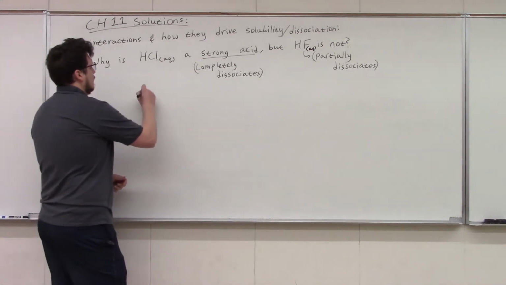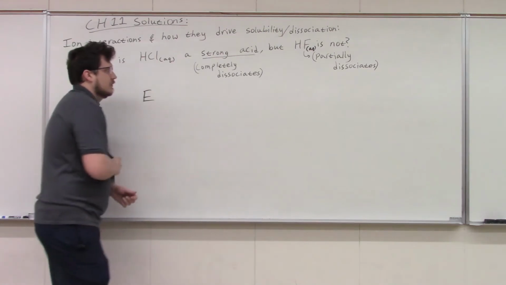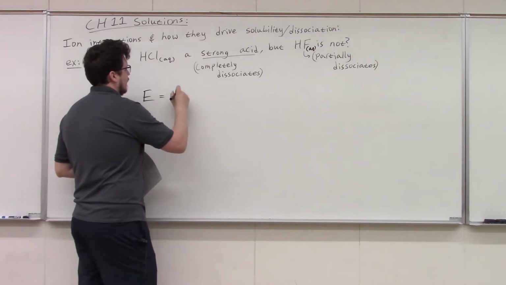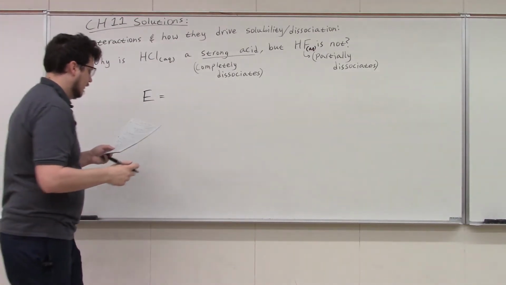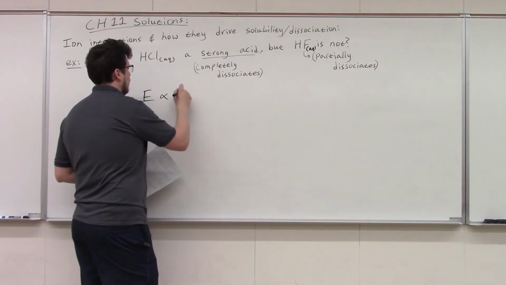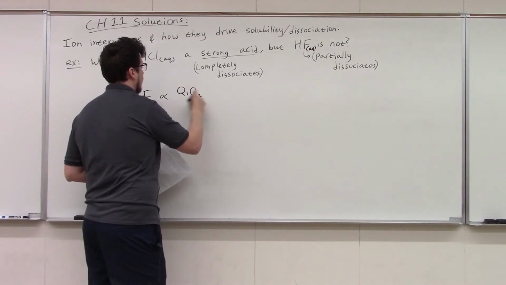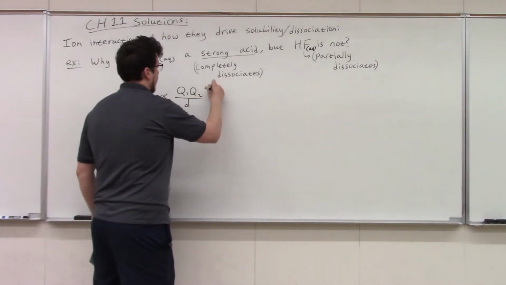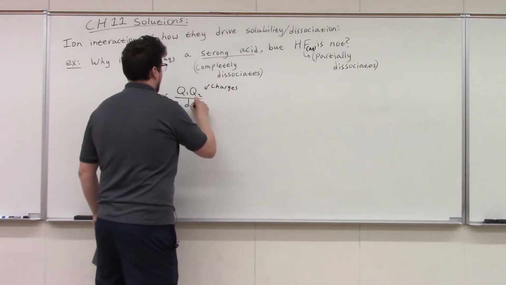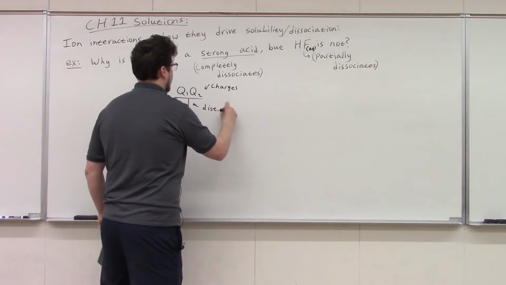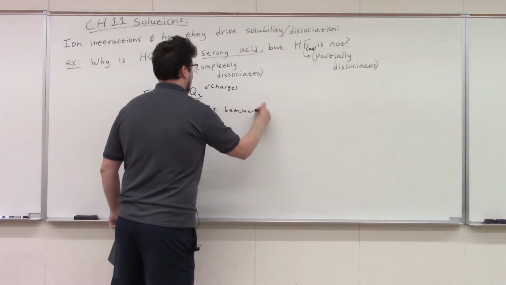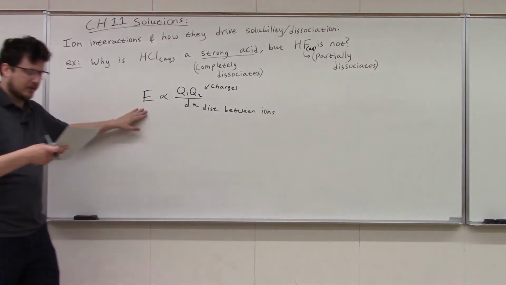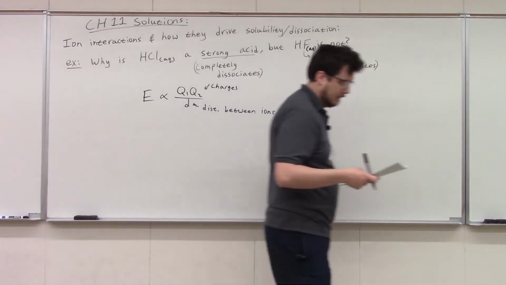The first thing you want to remember, from way back when we were talking about bonding, is that our ion-ion attractions are proportional to our charges, Q1, Q2, divided by the distance between the ions. So we've got our charges and our distance between ions. Smaller ions with larger charges equal larger attraction. They're going to stick together more strongly.